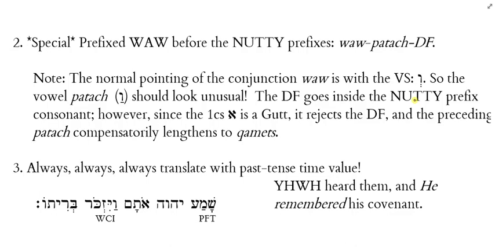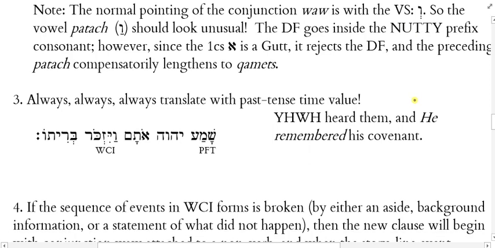And then number 3, always, always, always translate with past time value. Okay? You come to a WCI or a Vayiktul form, it's always past. So take a look at the example that I have here. I have the expression Shema Adonai Otam Vayizkor Burito. Okay? I've got 2 clauses here that form a sequence of activities or actions.